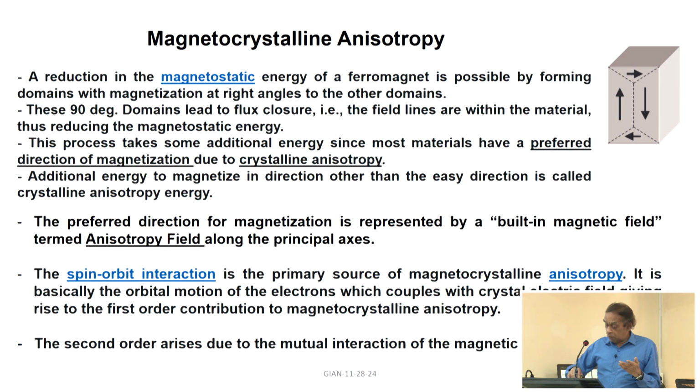Why does it happen? Because you know that the magnetic moment essentially arises from two sources. One is the spin of the electron, the other is the motion of the electron in a circular path around the nucleus. So, that is orbital motion, and there is spin orbit coupling, because when the electron moves, there is interaction between the electron and the crystal lattice. The crystal lattice will produce an electric field. For example, in nickel ferrite you have oxygen all around, right?